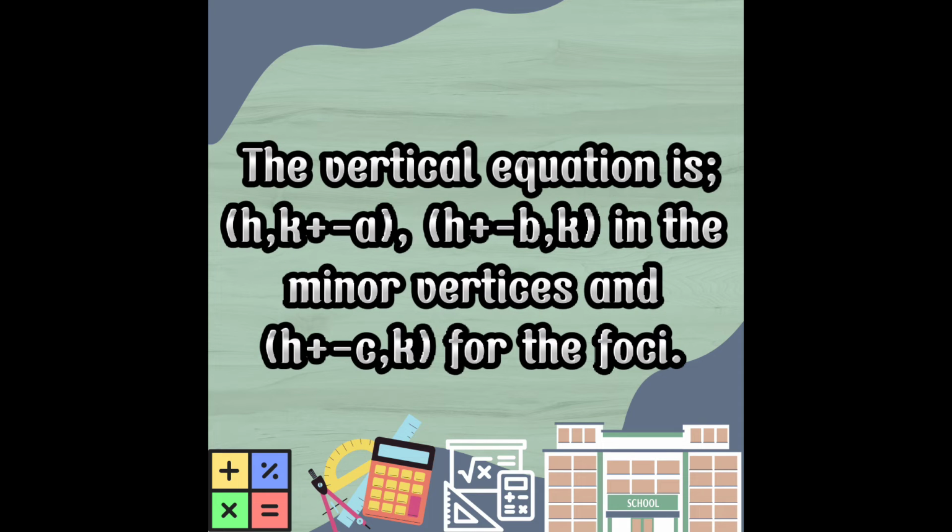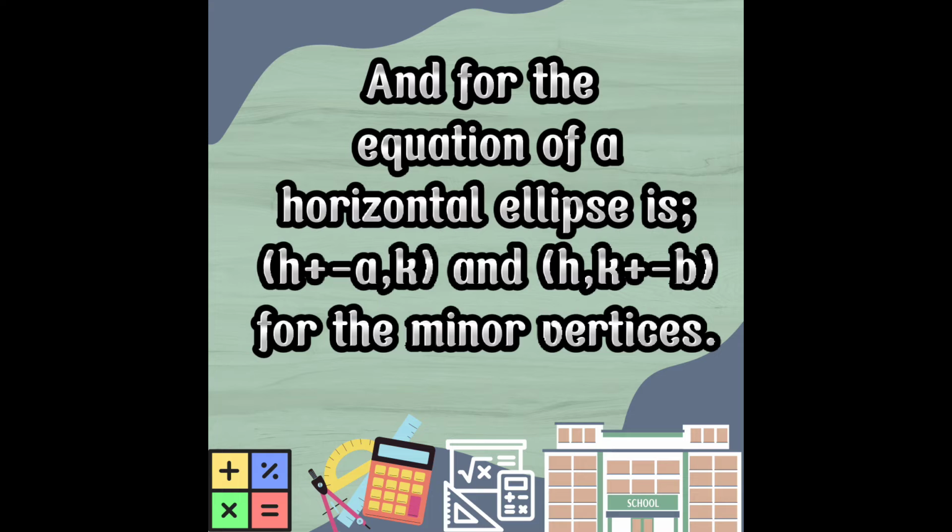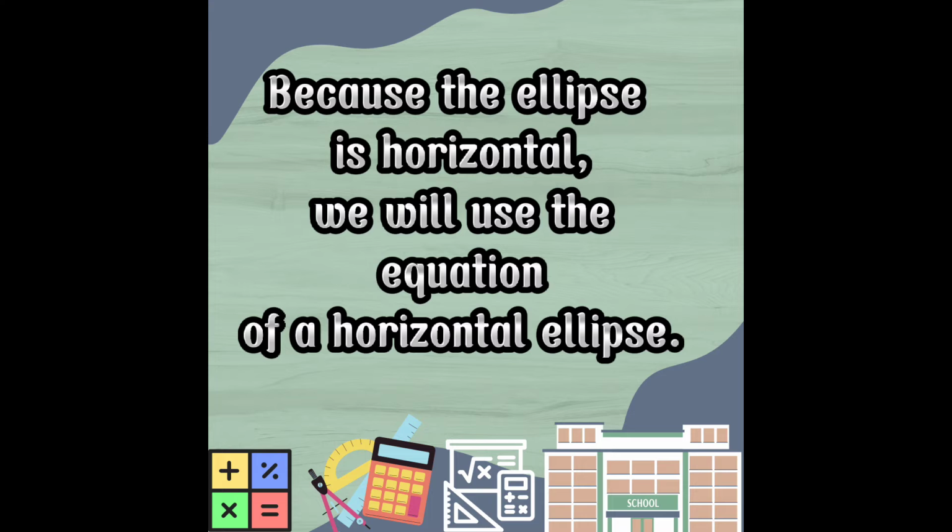The vertical equation is (h, k plus or minus a) for the major vertices, (h plus or minus b, k) for the minor vertices, and (h, k plus or minus c) for the foci. And the equation for a horizontal ellipse is (h plus or minus a, k) for the major vertices, (h, k plus or minus b) for the minor vertices, and (h plus or minus c, k) for the foci. Because the ellipse is horizontal, we will use the equation of a horizontal ellipse.